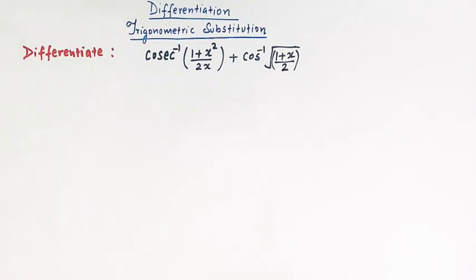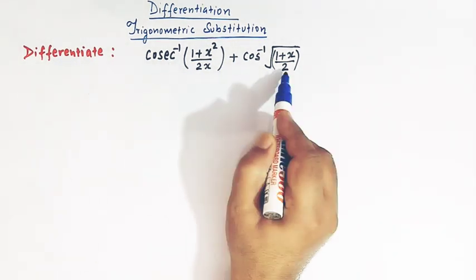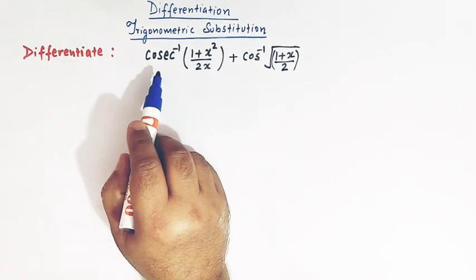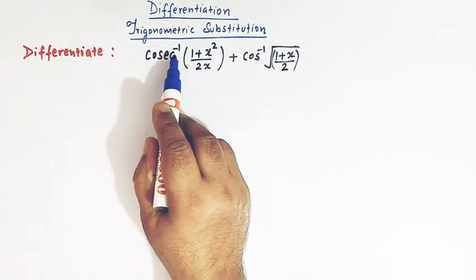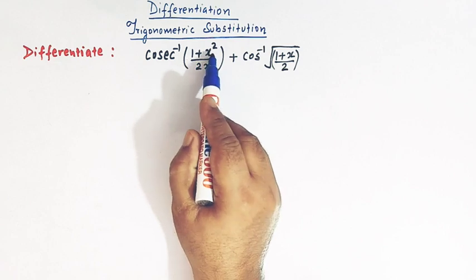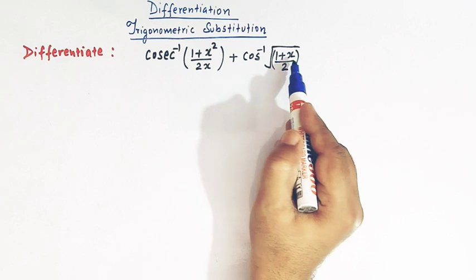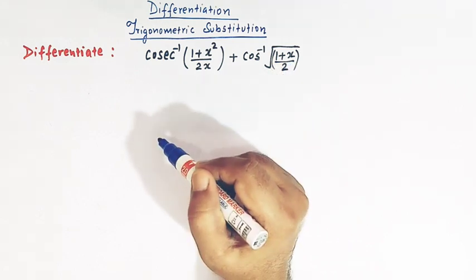Hello viewers, in today's class we are going to discuss one important problem from derivatives, right? And here we have one problem. We have to differentiate this function with respect to x, right? So here we have the function that is cosec inverse of (1 plus x square) over 2x plus cos inverse of square root of (1 plus x) divided by 2, right?